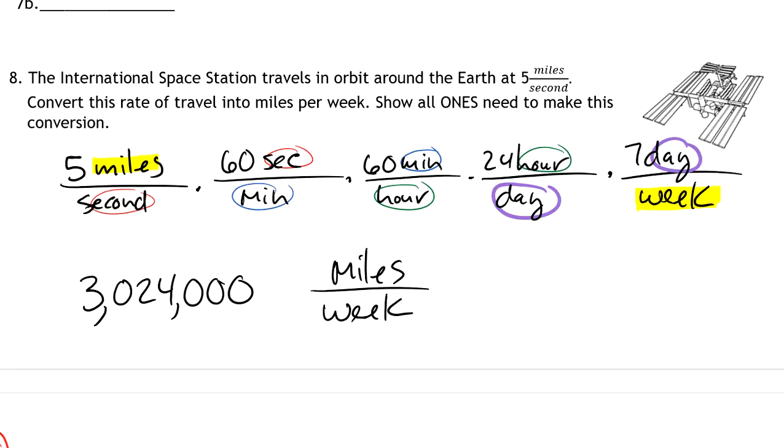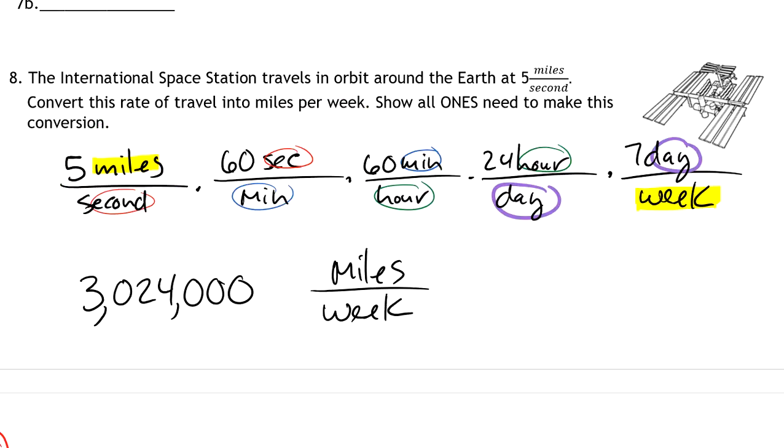Rather than do this one live, I'm just going to show you what I did when I created my answer key. I'm given that the International Space Station travels at roughly 5 miles per second as it orbits the Earth. You can see I have this starting ratio here, 5 miles per 1 second. And I'm asked to express this answer in miles per week. So I want my final answer to be in miles per week.